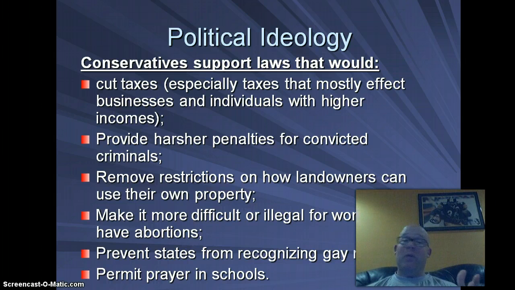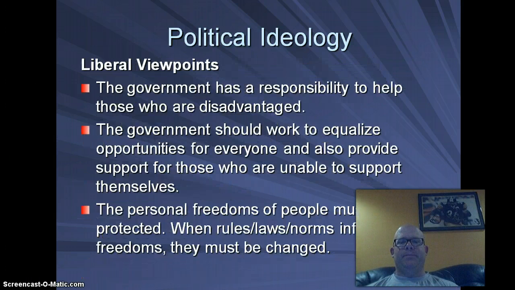There are many more other viewpoints and things we can derive from these bases, but this is a good start point. On the left side of the spectrum, the liberal viewpoints, the government is going to basically be viewed as having responsibility to help those who are disadvantaged. The government is going to have a job in order to try to equalize opportunity for everyone and also provide a safety net for those who cannot support themselves. All right, so you can see the drastic difference there between the rugged individualism of the conservative and the liberal viewpoint, which is kind of like that helping hand.